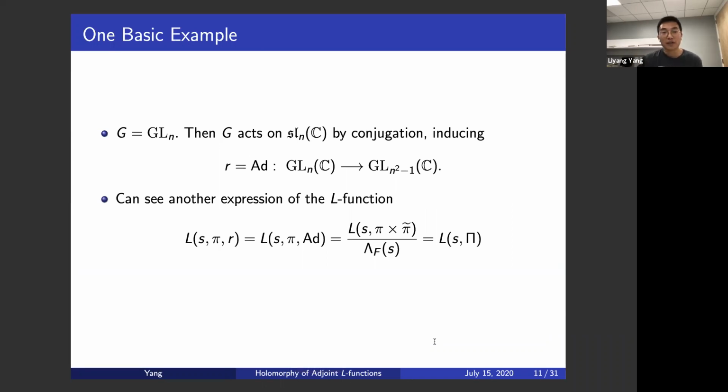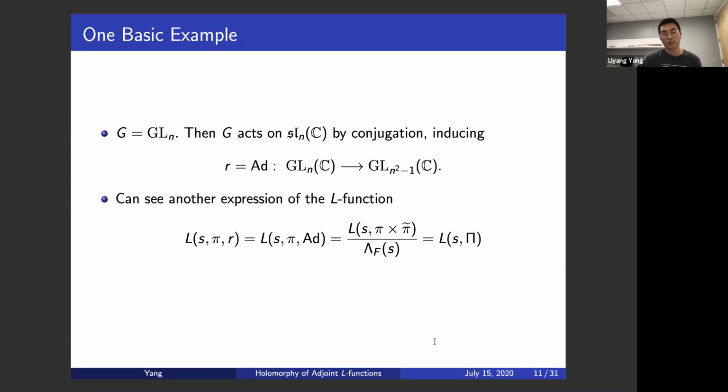That's the rough idea of Langlands philosophy, and here is a very concrete and basic example. Just look at the GL_N case, and we know that GL_N acts on the Lie algebra of SL_N by conjugation, and this will induce a finite dimensional representation of GL_N(C), which we will call the adjoint representation. It's of dimension N squared minus 1.